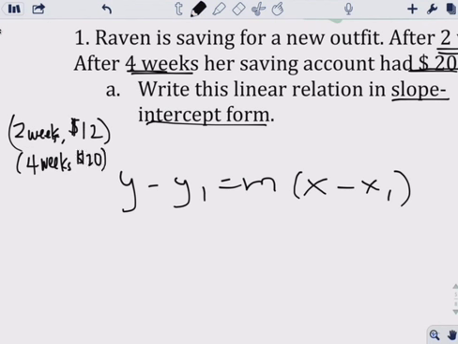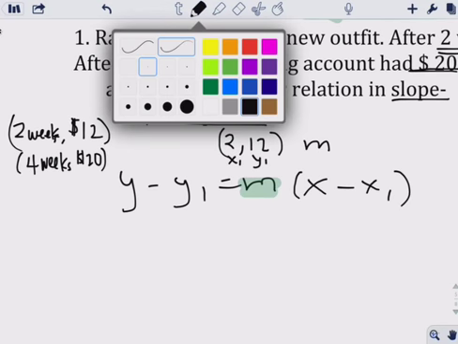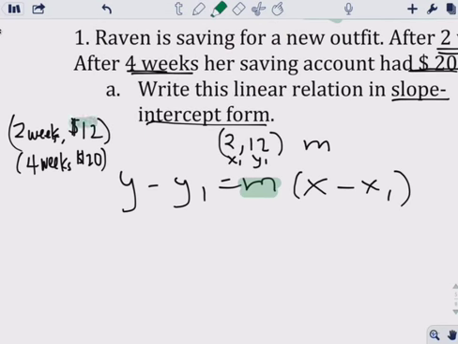Okay, we need to find the m here. We can choose a point. I'm going to choose 2 and 12 as my x1, y1, but I need to find m. In order to find m, I need to take the change in y over the change in x. That's how you find slope.